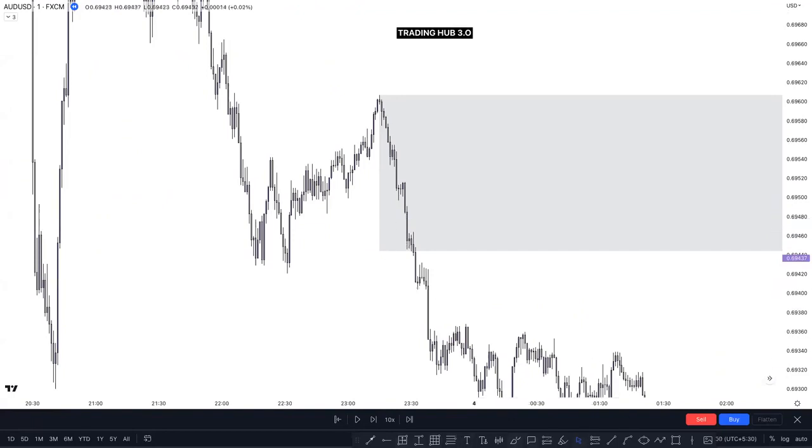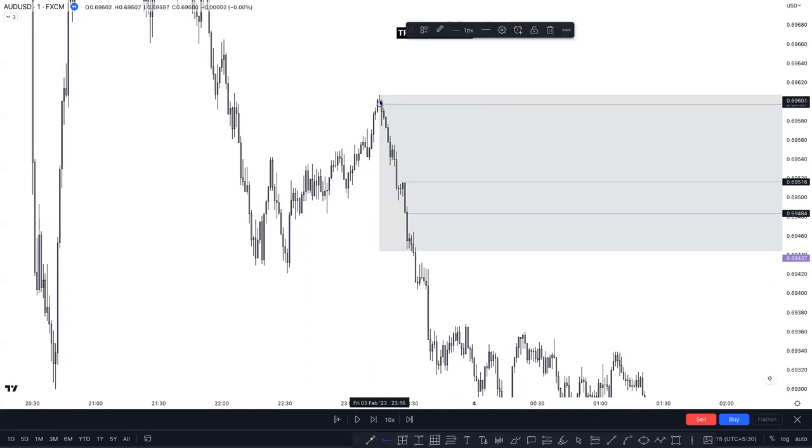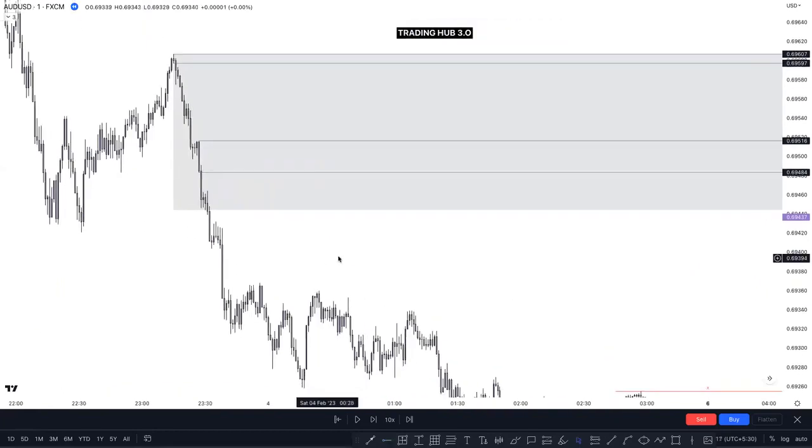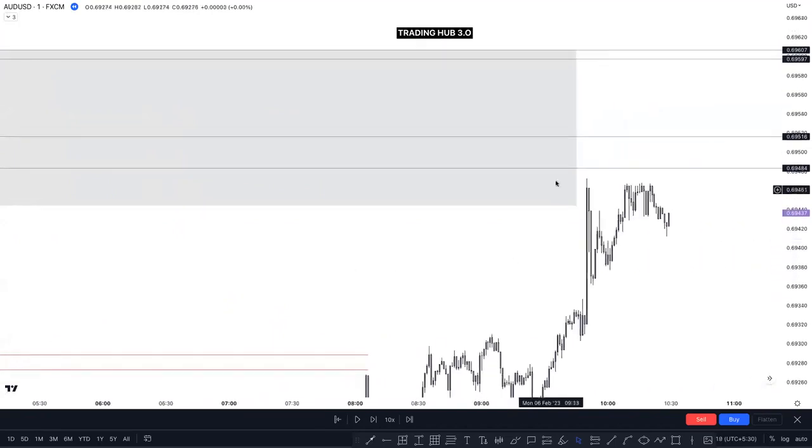First one, this one, right? And the next one here. No, sir, on extreme. Right. So in the future, if the market taps here, then we can sell here.